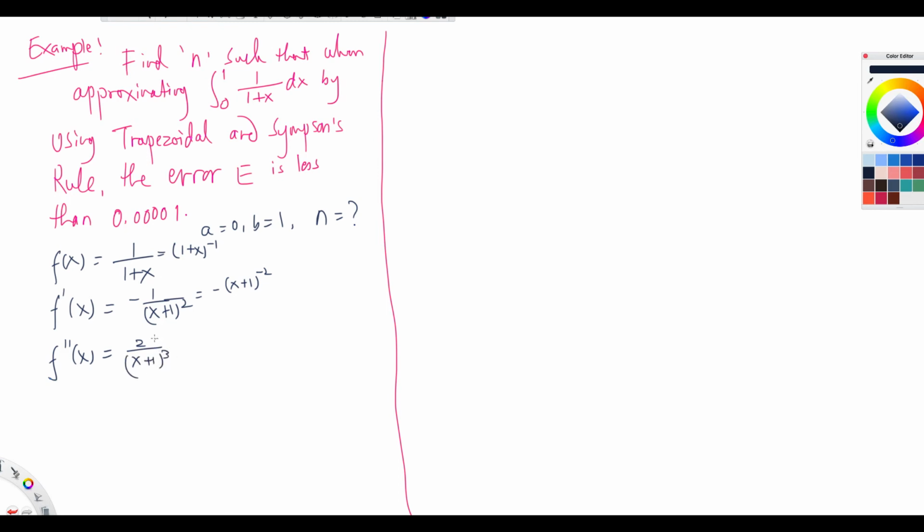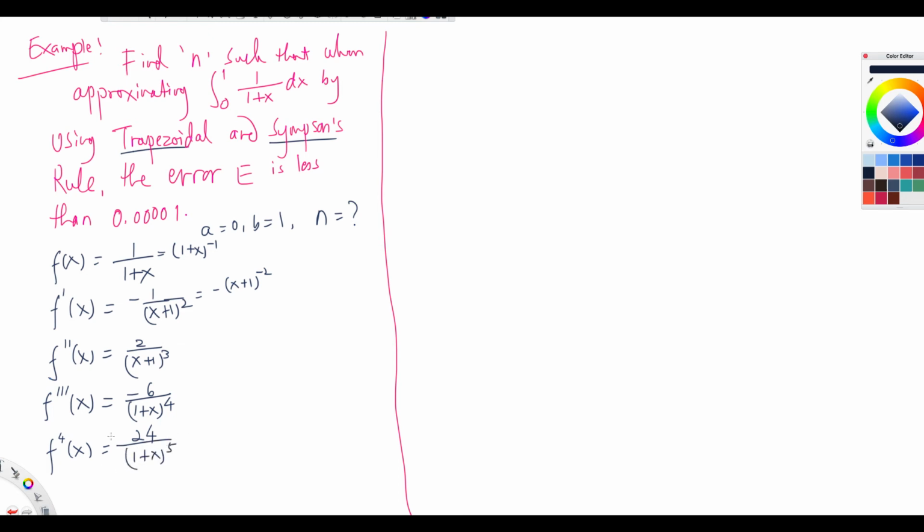That's what you do. Okay, similarly, if you find f triple prime of x, why do I need the triple prime and fourth prime? Because I want to use both the trapezoid and the Simpson's rule. So if you do that, you will get negative 6 over 1 plus x to the fourth. And if you find the fourth derivative, then you get positive 24 over 1 plus x to the fifth. That's what you do.